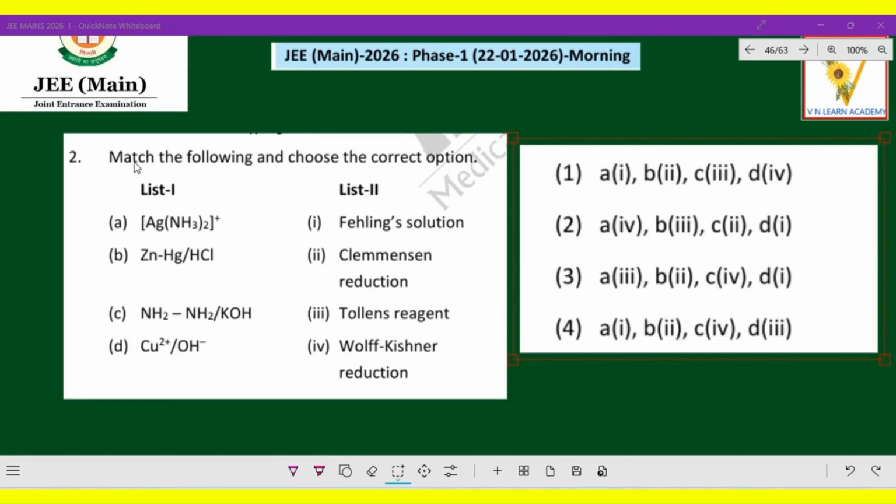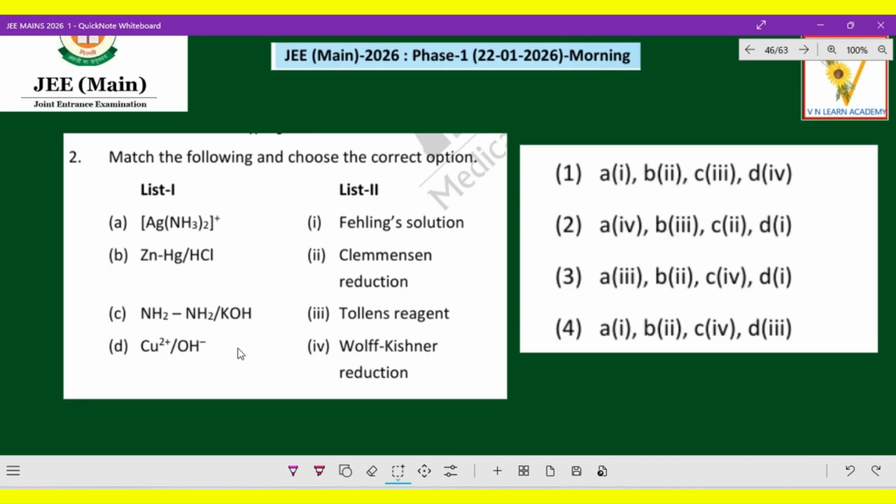The next question: match the following and choose the correct option. List 1 and 2, so we can identify very easily. Here, this is actually Ag(NH3)2+, ammoniacal silver nitrate, so this is Tollens' reagent, very simple. And zinc amalgam with HCl is Clemmensen reduction. The next one, hydrazine with KOH, is Wolff-Kishner reduction. And Cu2+ with OH minus is actually Fehling solution.